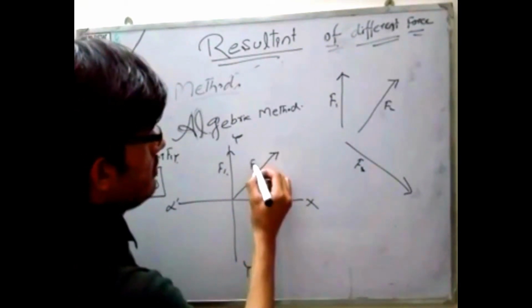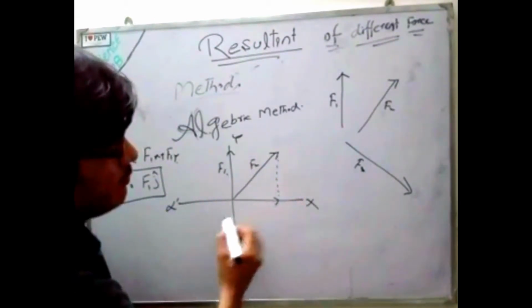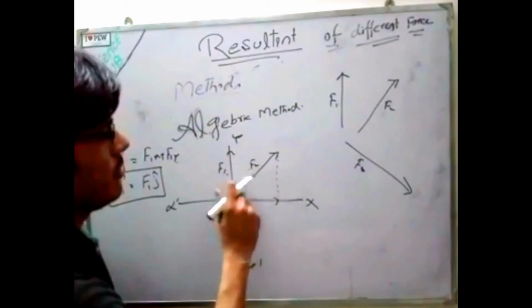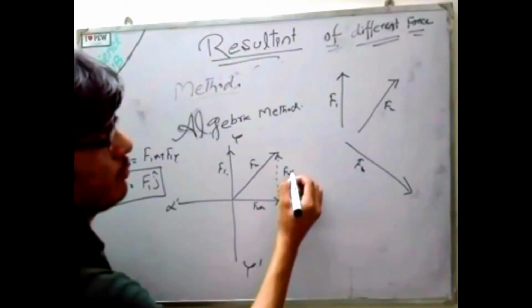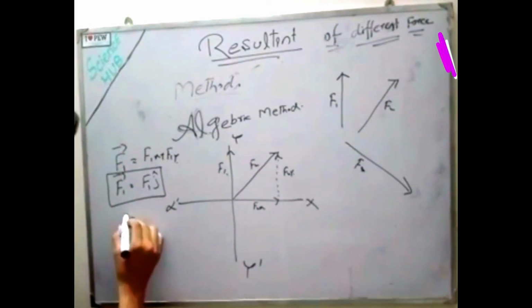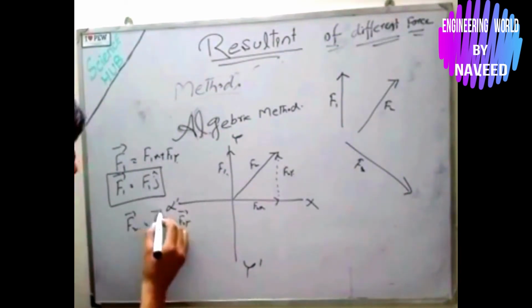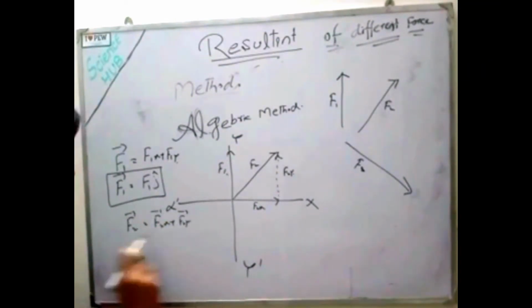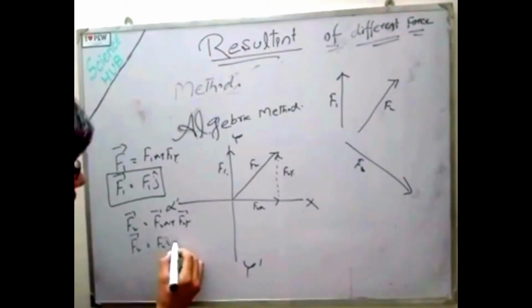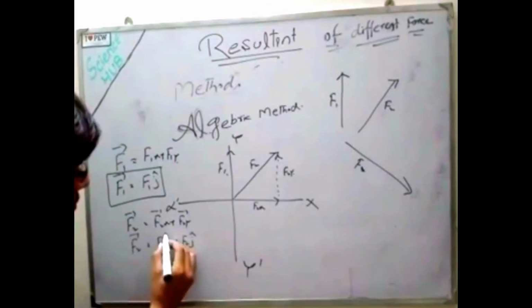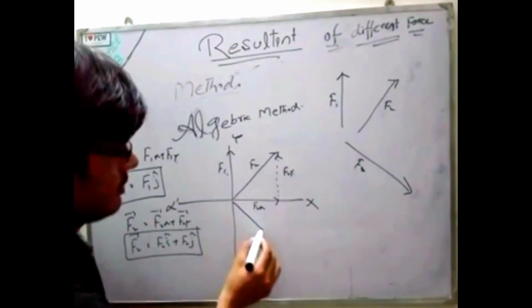Now come toward F2. If you resolve this F2 force, you get one component along the x-axis and the other component along the y-axis, so this will be F2x and this will be F2y. So the resultant F2 will be equal to F2x plus F2y. So F2 will be equal to F2i plus F2j. So this is all about F2.